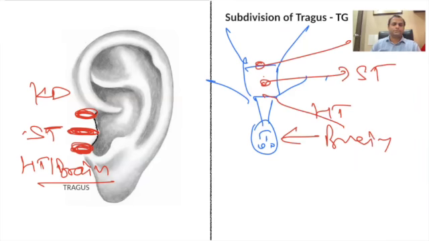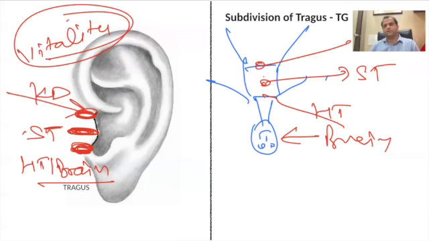In this way, if you are pressing the uppermost point of the tragus, it is the point of vitality. This point has been declared as a point of vitality. If you are pressing the upper part of the tragus, this is the point of vitality.